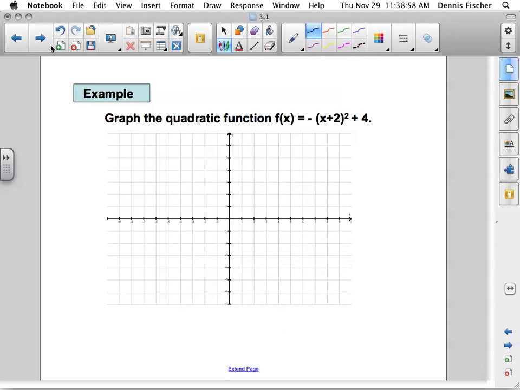Let's go with this one. f of x equals negative x plus 2 squared plus 4. Here's the equation. Let's talk about it first before we graph it. If I was doing this on a test, what I would like you to do is look at the equation and try to think in your mind and draw a picture on the side. First thing I want you to notice is where is the vertex at?